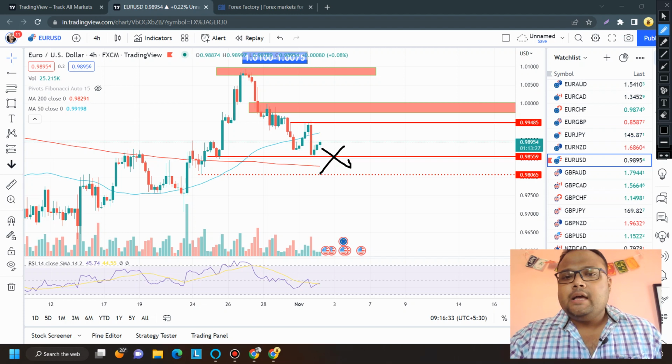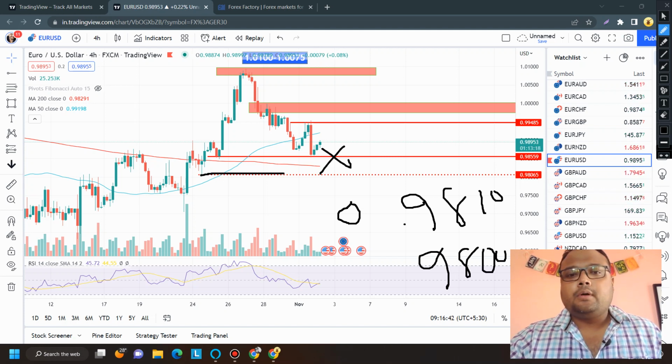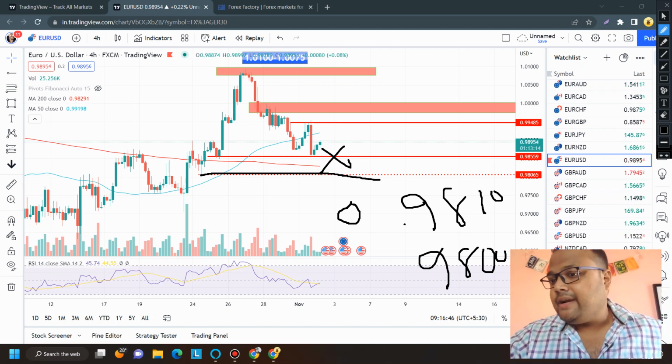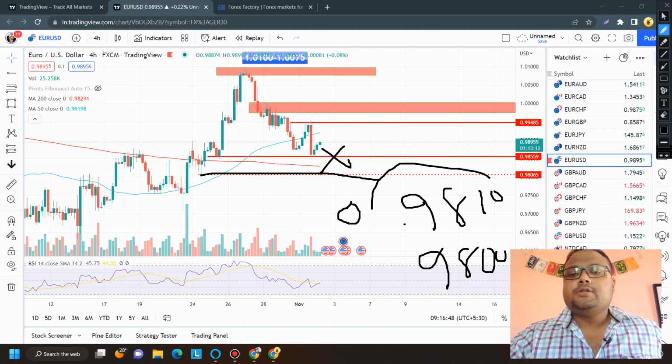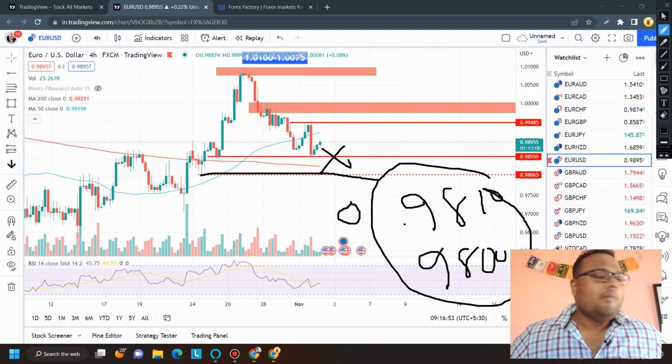In that case, you can keep your eyes on 0.9810, 0.9800. This will be your next support. If this level fails, and the chance of this level failing is very, very high, I'm repeating again, let's keep our eyes on these levels. Let's wait and watch.